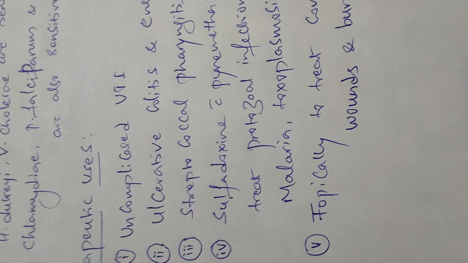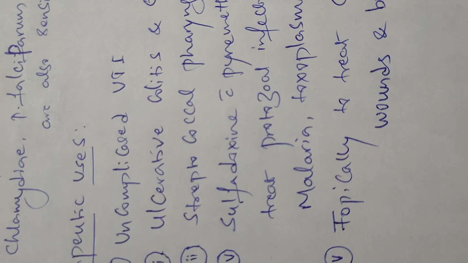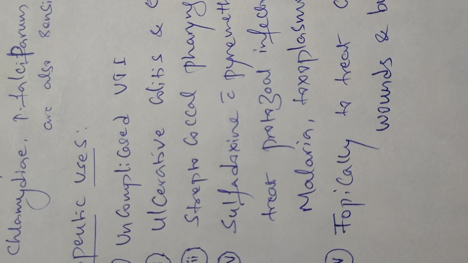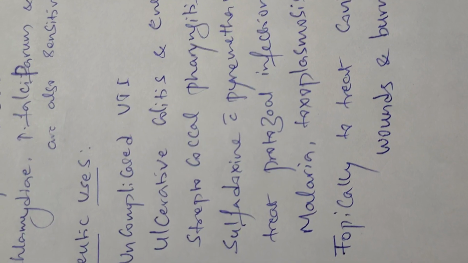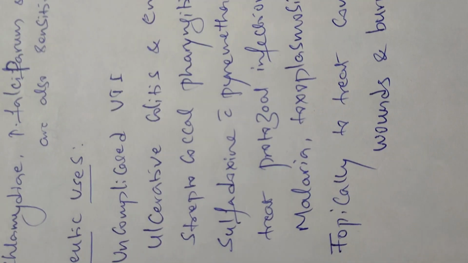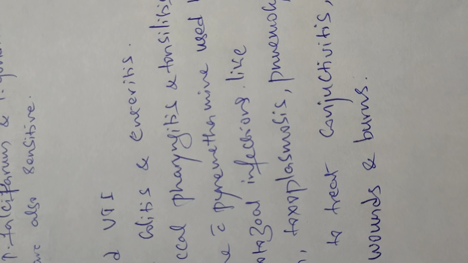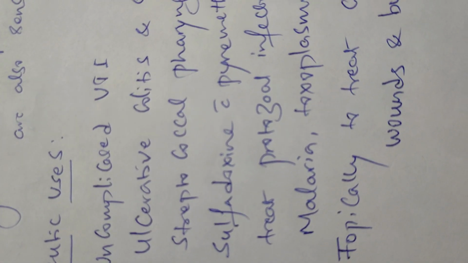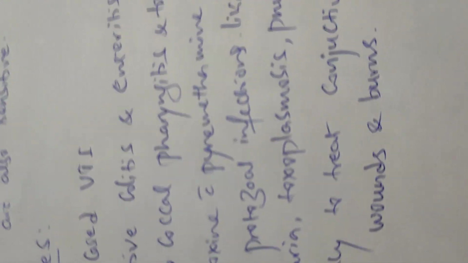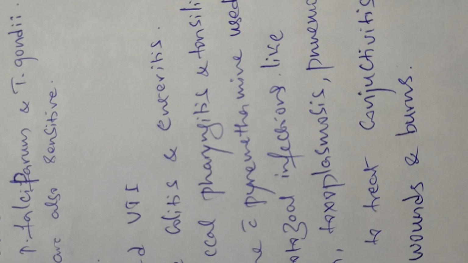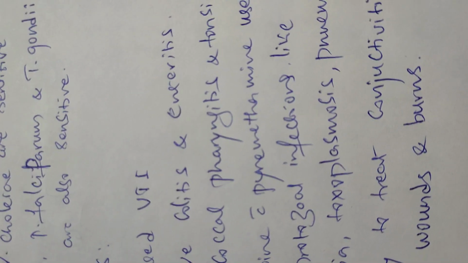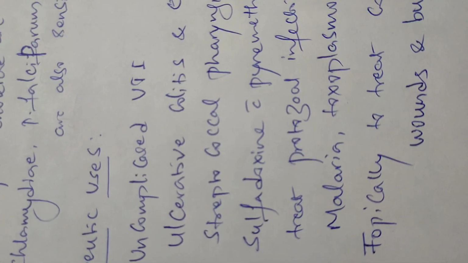One is treatment of uncomplicated urinary tract infections. Then, I told you some sulfonamides act locally in the gut. They are used for treatment of ulcerative colitis and enteritis, inflammation in the intestine. Next, they can also be used for treatment of streptococcal pharyngitis and tonsillitis. However, for that, penicillins or macrolides are the first choice. Even cephalosporins are used, not sulfonamides.